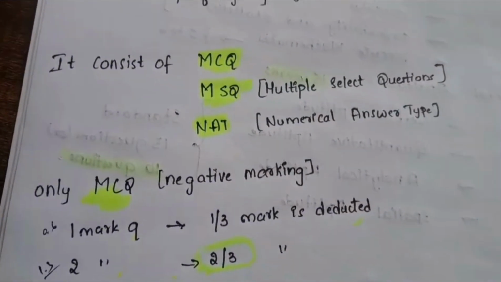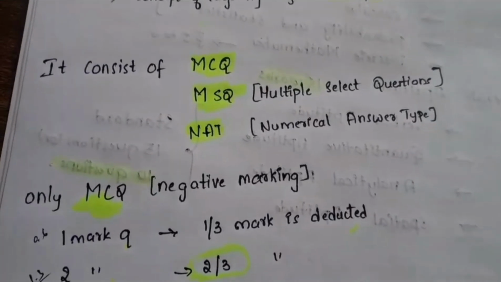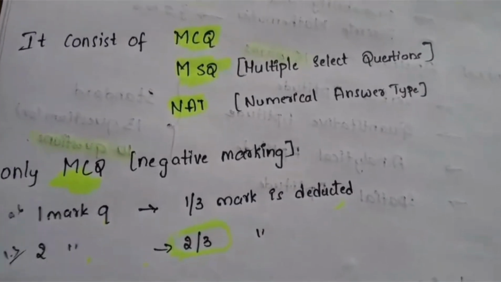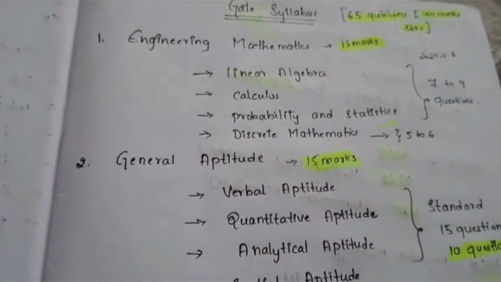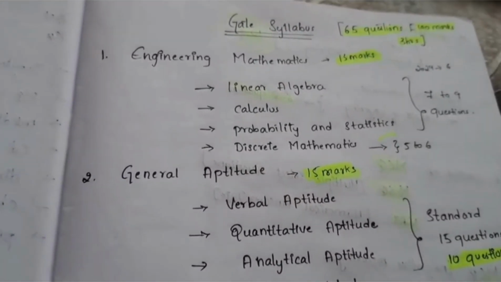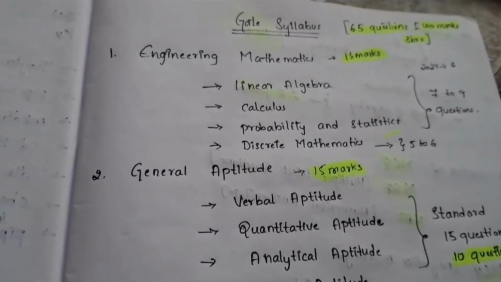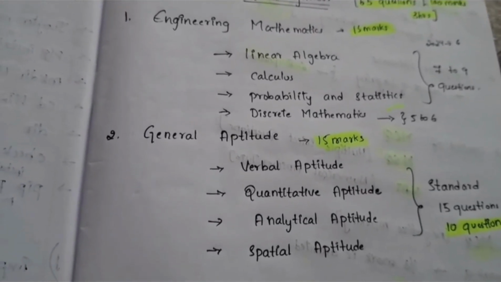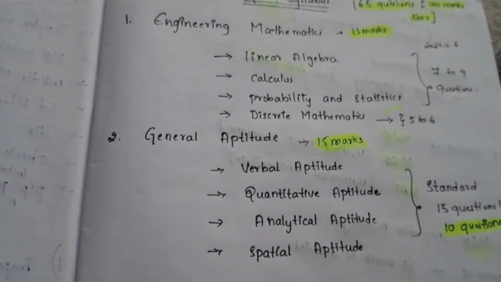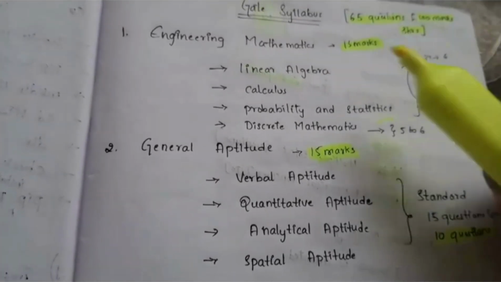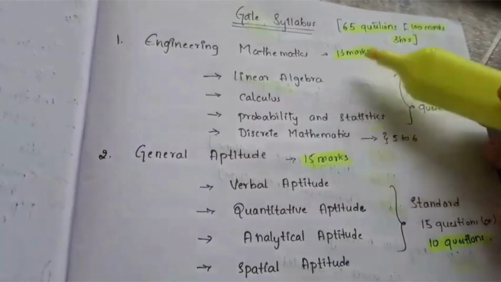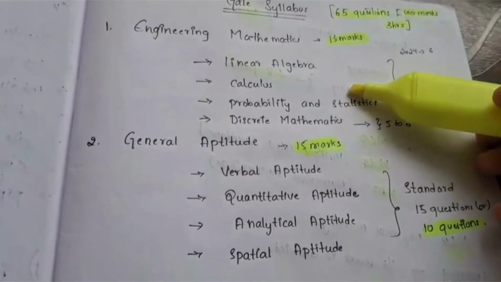And this complete paper will consist of either 1 or 2 mark questions. You will not have more than that. So now guys, if we need to get good marks, then of course we need to score 70 plus marks. And to score that, if you focus on the general aptitude, we'll be having 15 marks from this. And for the engineering mathematics, we'll be having 13 marks. So in both of these you can score very good marks.